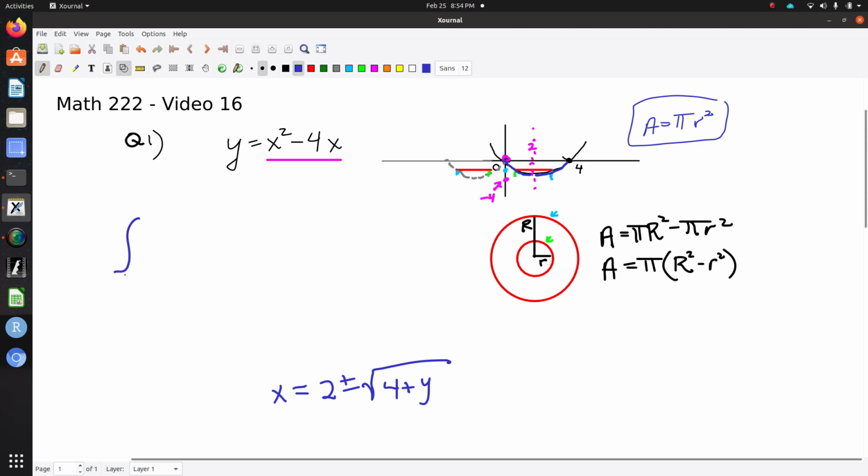Now, we're going to integrate from minus 4 to 0. I'm going to just throw that pi right outside, and I'm going to say dy over here. And I'm going to look for big R and little r. And this one, the plus gives me the big R. So big R squared minus little r squared. And I'm going to go ahead and throw this in here: 2 plus square root of 4 plus y, and 2 minus square root of 4 plus y. And I never said it was easy. It's just a complete mess.